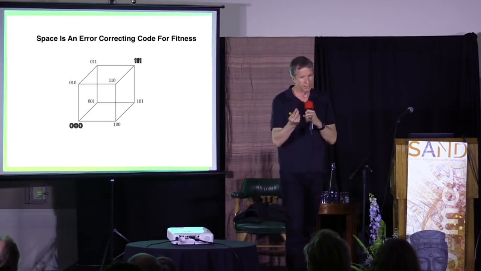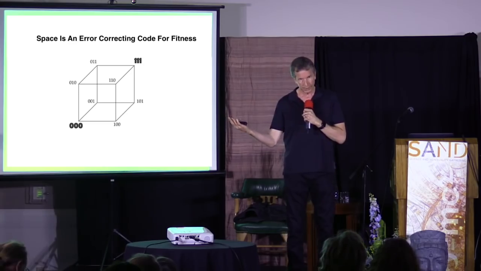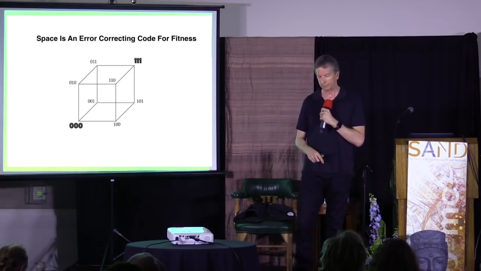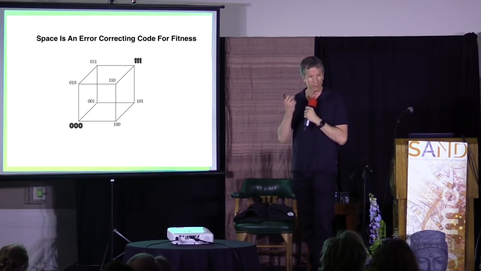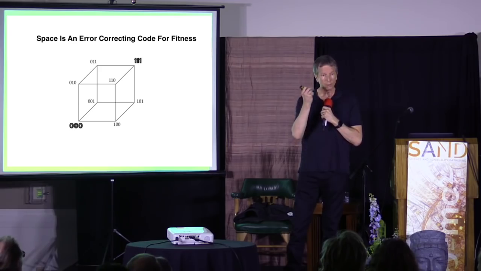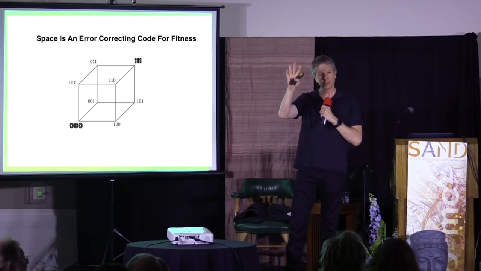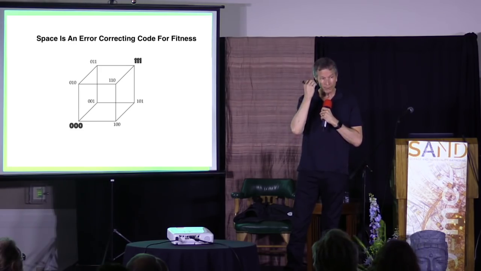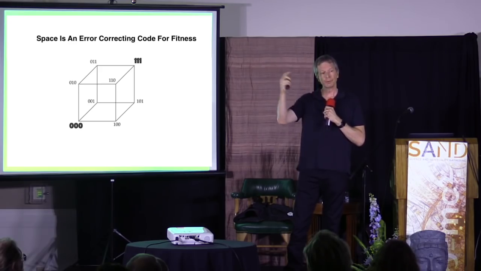So space, what is it? It's our desktop. But why do we have the format of a 3D space that we have? I propose that it's an error-correcting code. The idea is that fitness is the only thing that we're interested in. It's very complicated. There's lots of fitness information. We have finite resources, and so we have to do two things.